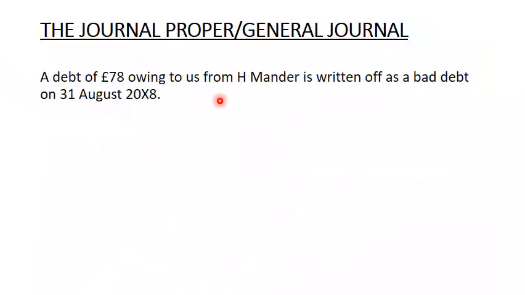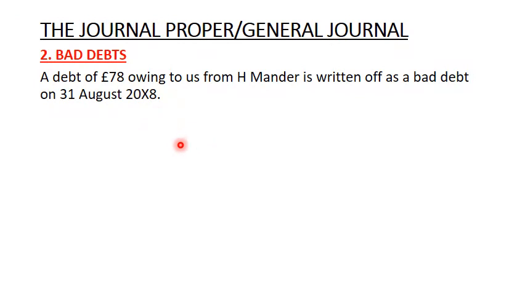We look at scenario number 2. Scenario number 1 was purchases and sales of fixed assets on credit. Scenario number 2 is centered on bad debts. Bad debts are debts that you cannot recover. You have just given up, thinking there's no way I can get back my money, the money that we were expecting from the sales we made on credit. The statement says a debt of 78 owing to us from H. Manda is written off as a bad debt on date 1. So this person is supposed to give us 78, but they failed to, so we have to record it as a bad debt.